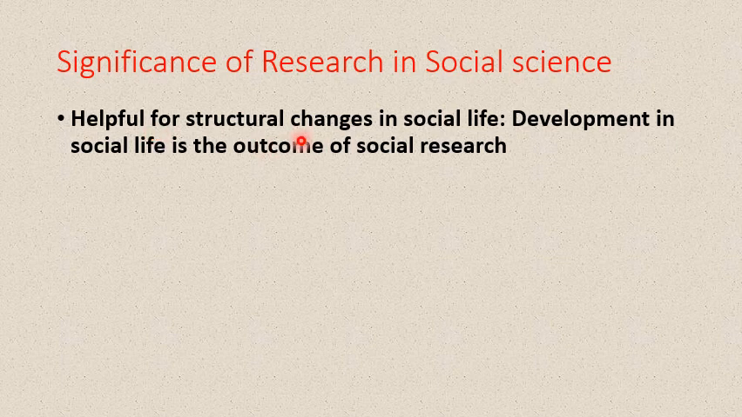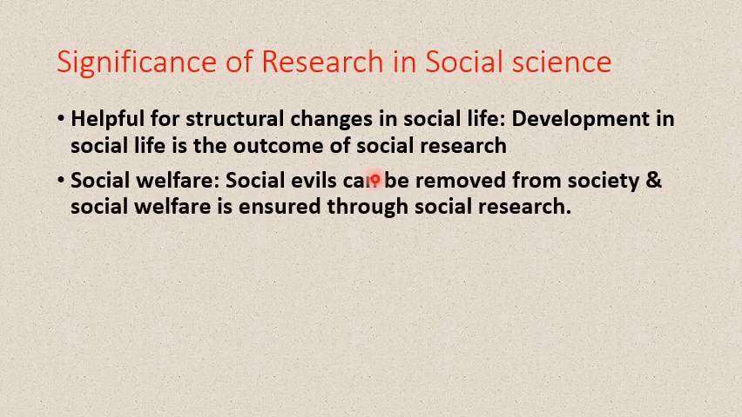Next point, helpful for structural changes in social life. That means development in social life is the outcome of social science research. We have developed in almost all areas of our life because of the outcomes of social science research. Then social welfare. Social evils can be removed from society and social welfare is ensured through social science research. A number of social science research studies revealed the social evils in society, and these evils can be removed through the recommendations of social science research.